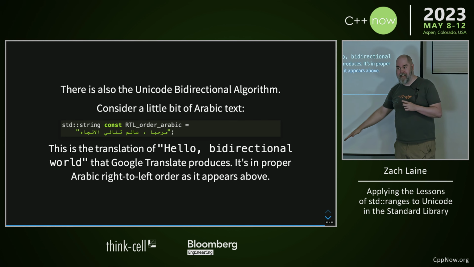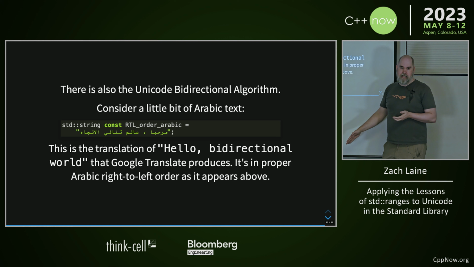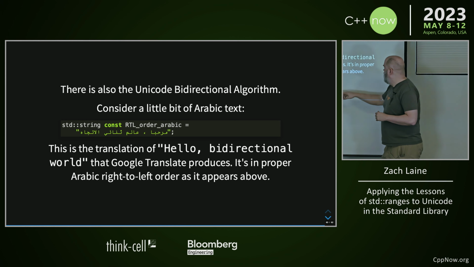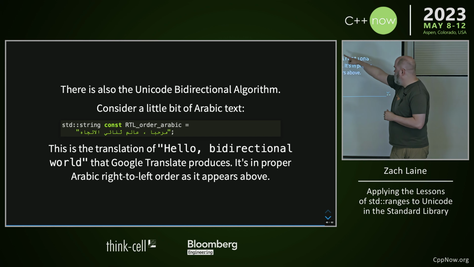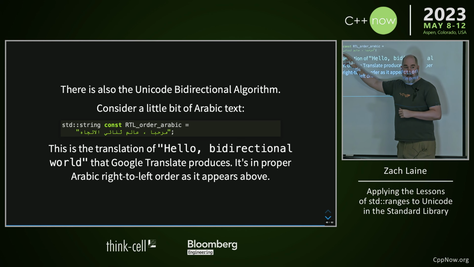127 of them. That's in the standard. So you have to support basically arbitrarily nested left to right and right to left text. Okay, so let's say we have some Arabic here, and that is this string that I put into Google Translate. I don't know, that could be complete garbage, but it produces that.